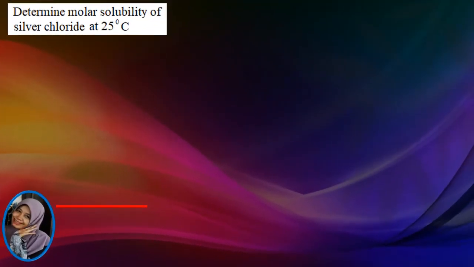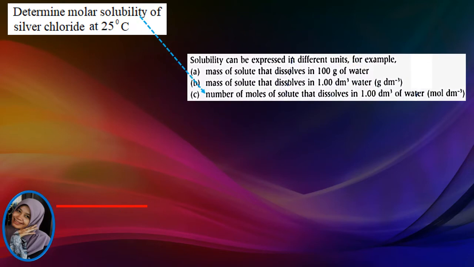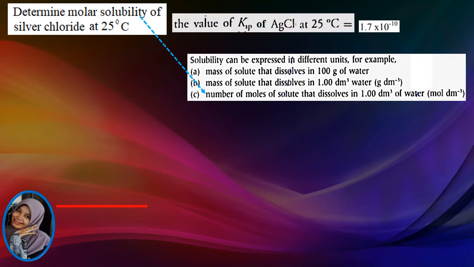Let's say you have to calculate the molar solubility of silver chloride at 25 degrees Celsius. This means you have to calculate how much silver chloride in moles will dissolve in 1 liter of water at 25 degrees Celsius. Given Ksp of silver chloride is 1.7 times 10 to the negative 10.